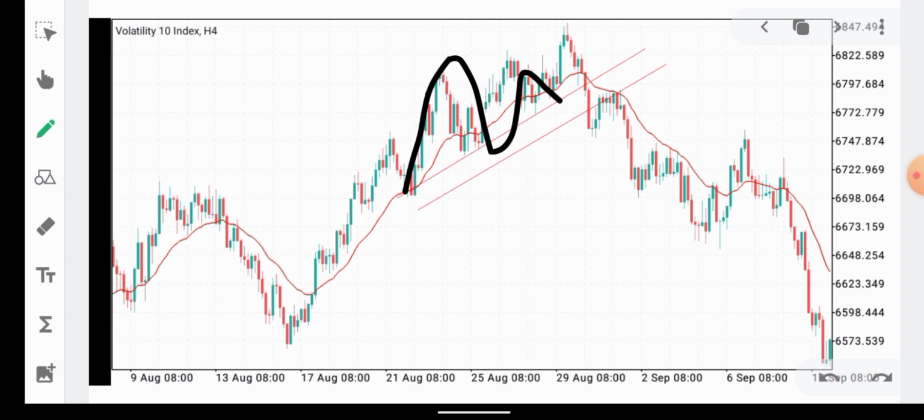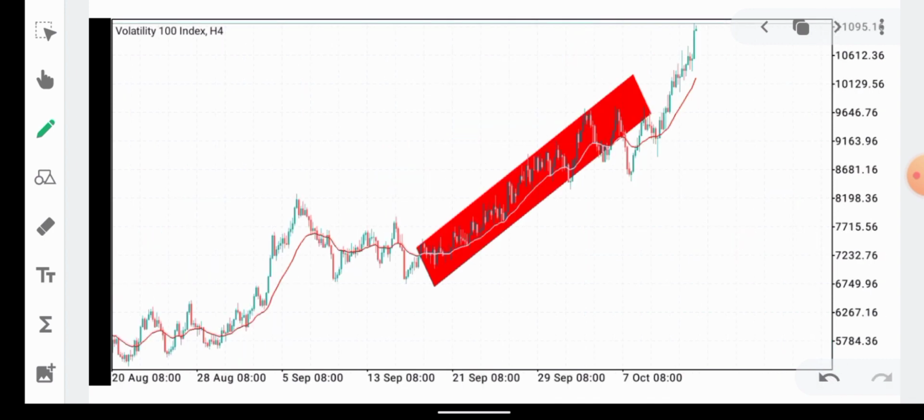So price broke it, came to retest, then make a sell. Okay, although price can also make fake breakout actually, but that's not for this video. Let me show you another example now.